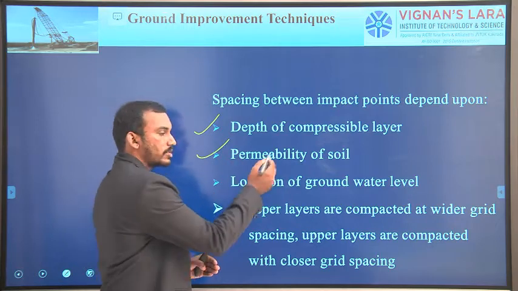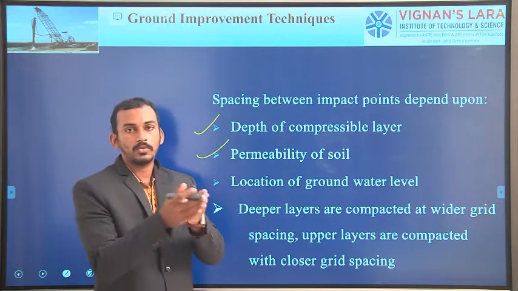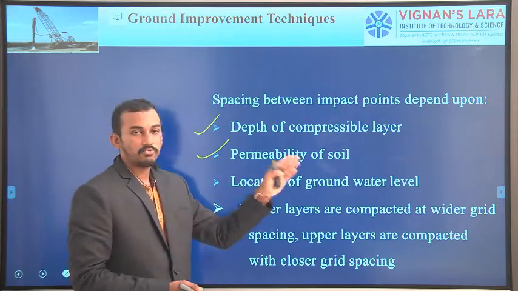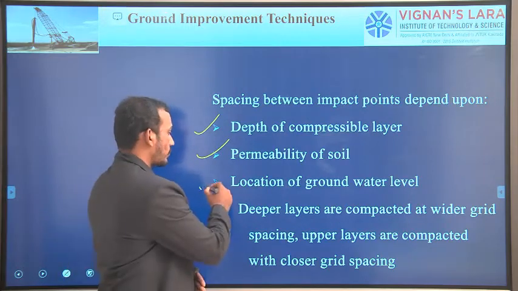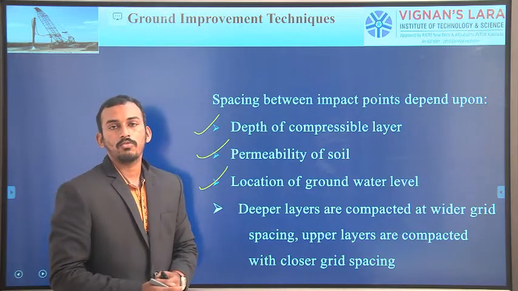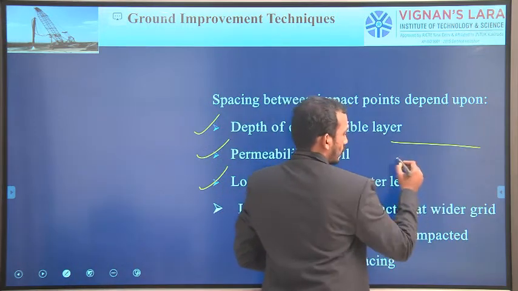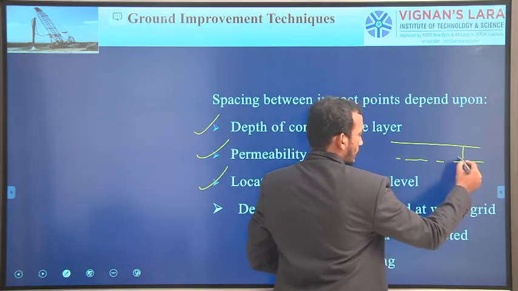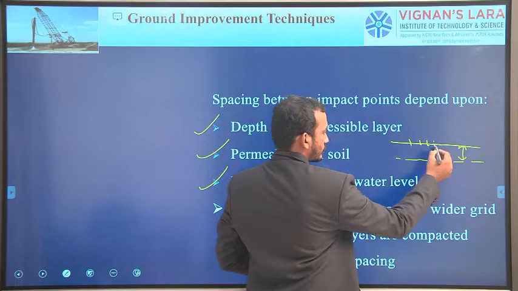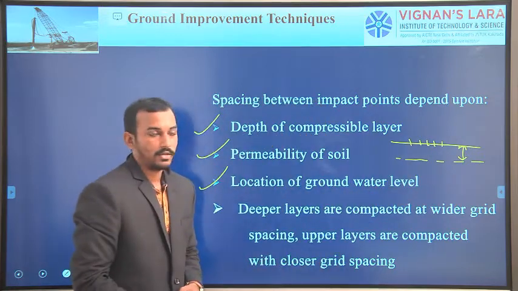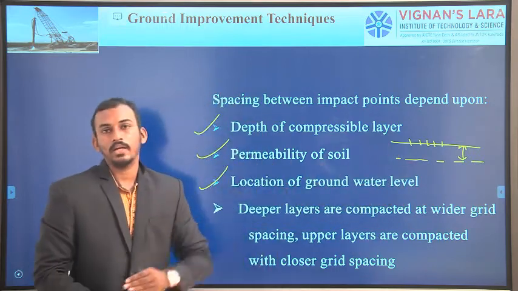Next one is permeability of the soil. If the permeability of soil is very low, then we could place some close intervals. If the permeability of the soil is very high, then we can increase the spacing between the intervals. Okay. The next one is location of groundwater level. If the groundwater is available at very low height, for example, this is the ground level, this is the water table. If this height is very less, we need to space very closed intervals. Very closely we need to drop the weight. If the water table is available at larger depths, then we can increase the spacing between the intervals.